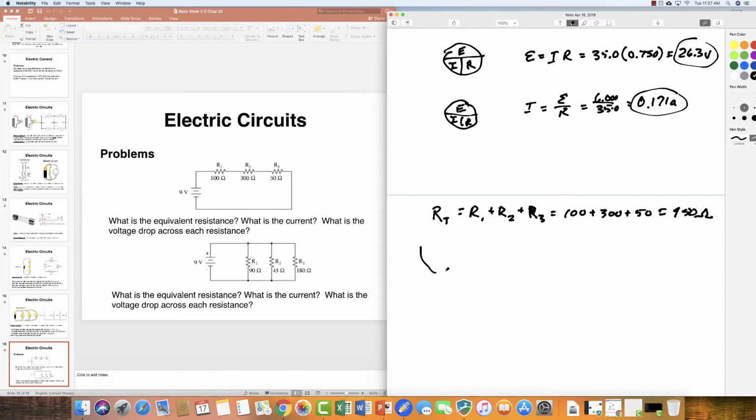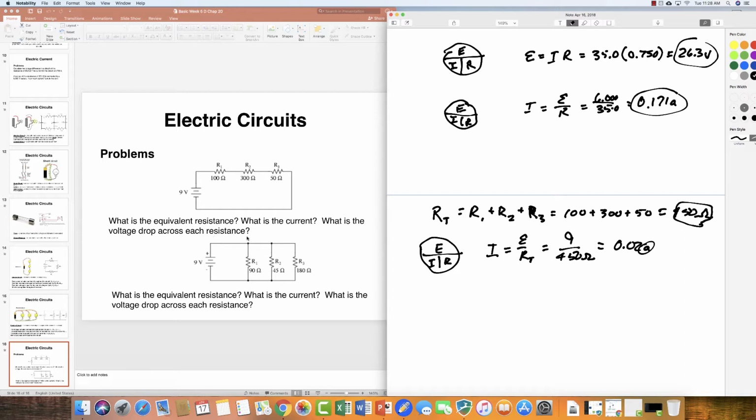Well, remember that Ohm's law applies. So E is going to equal IR. We want to know the current, so that's going to be equal to E over R, and R here has to be the equivalent of this 450. And so we have a 9-volt battery divided by 450 ohms. So a 9-volt battery, if we take 9 divided by 450, we're going to get the answer of 0.02 amps.